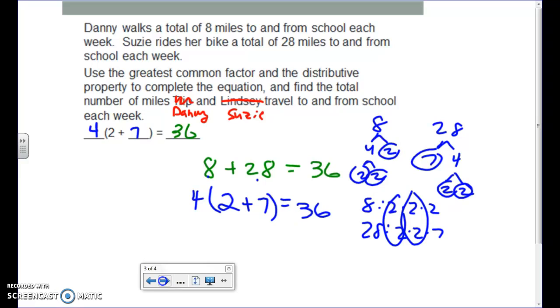they travel a total of 36 miles. And Danny looks like only goes to school about 4 times a week, and each one of those times it's 2 miles for Danny every day and 7 miles for Susie every day. So again, it's just another example of the greatest common factor and where it can be useful.